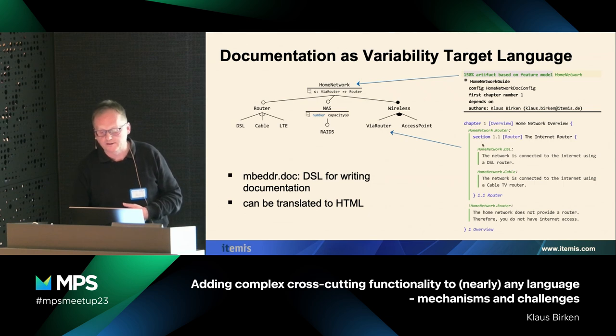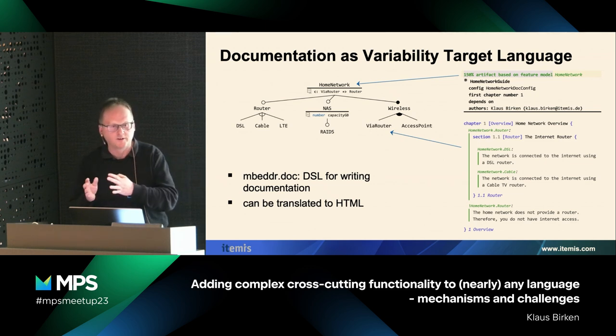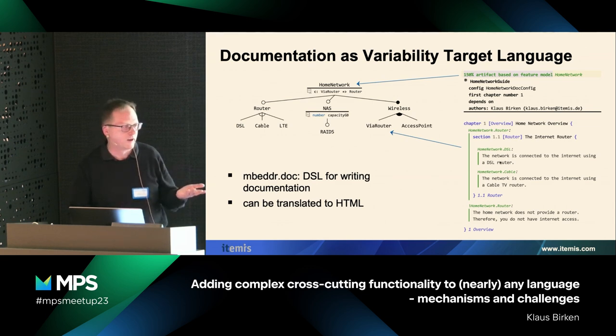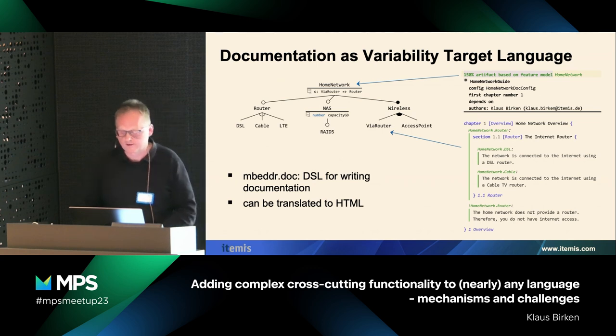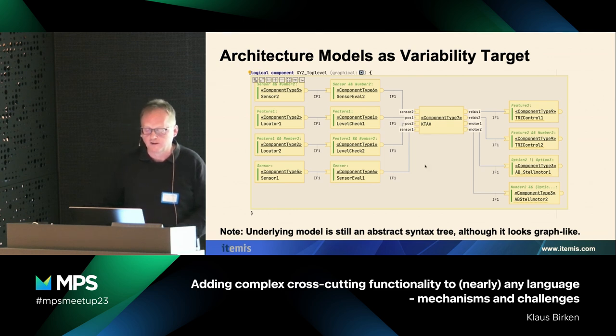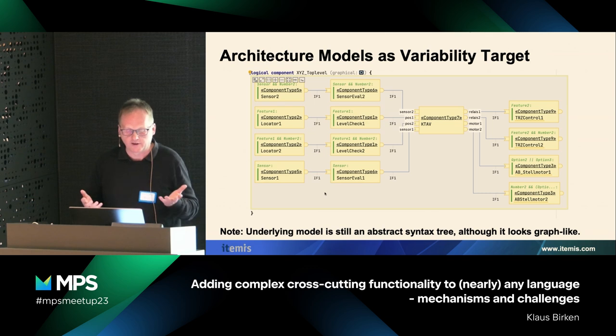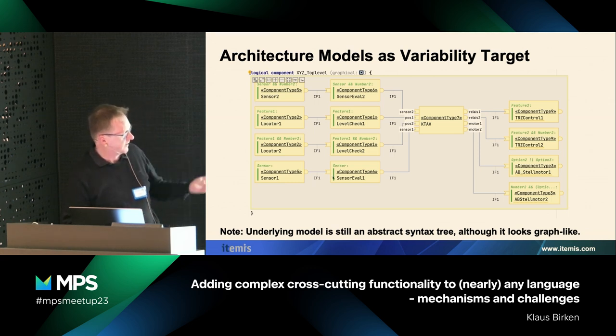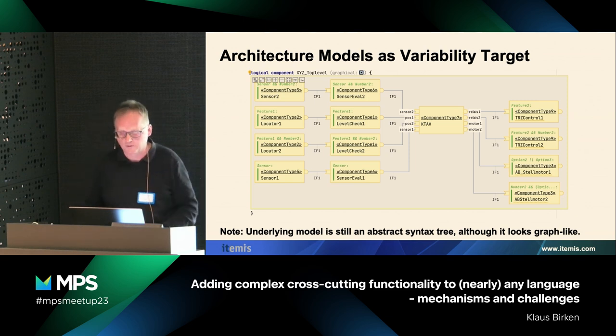We talk about chapters and sections and text strings here. And this could be, for example, used for creating one documentation for each variant by doing this filtering, removing nodes from here, and then translating it to HTML, and then you have various documents for each variant. You can also apply it to more complex structures like this one. This is some hierarchical component model, an architecture definition language, where you can add these presence conditions. This can be done because the underlying model is still an abstract syntax tree, so all the concepts work.